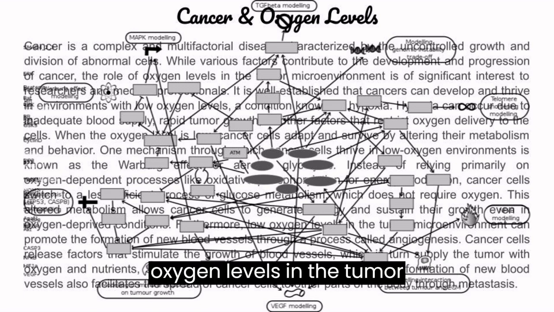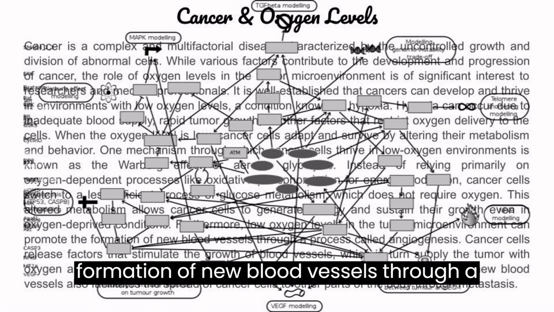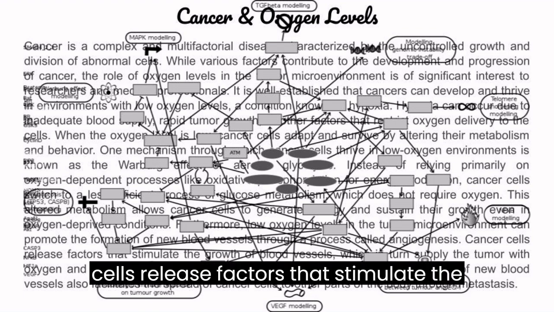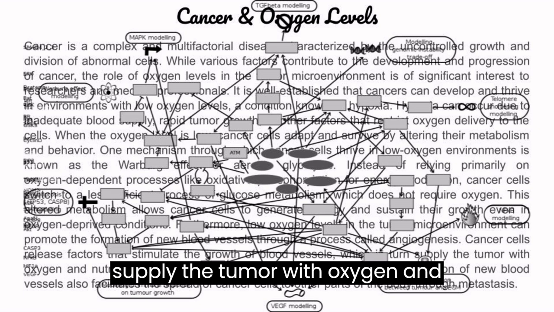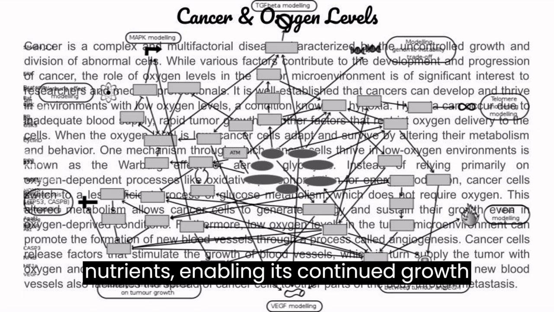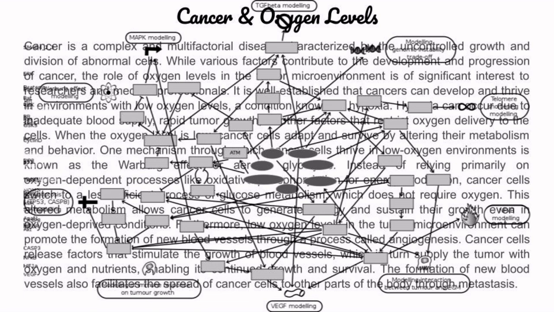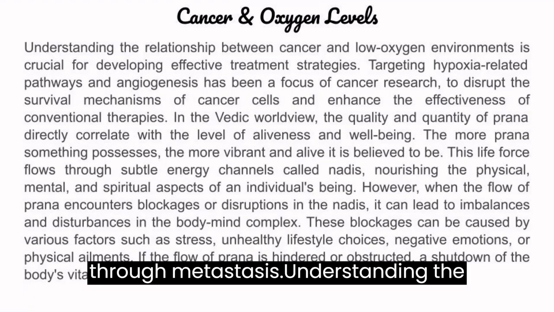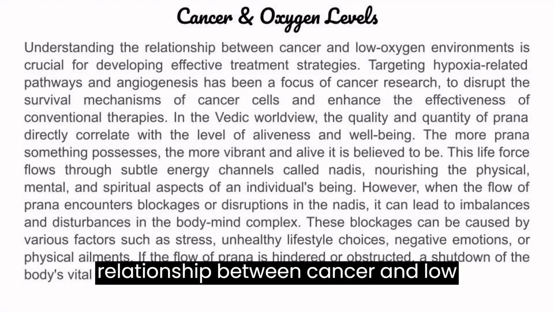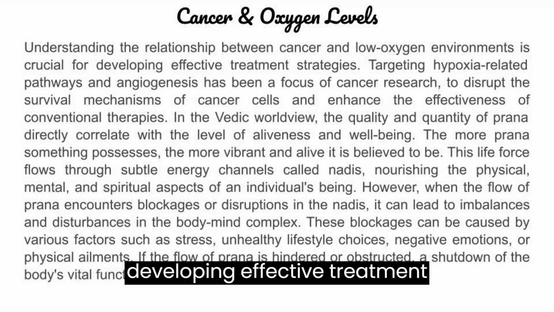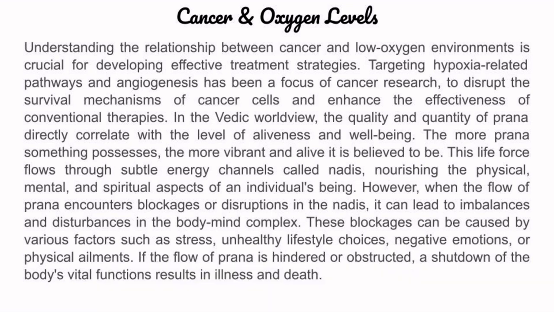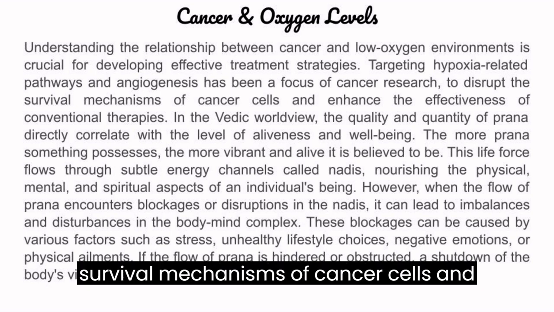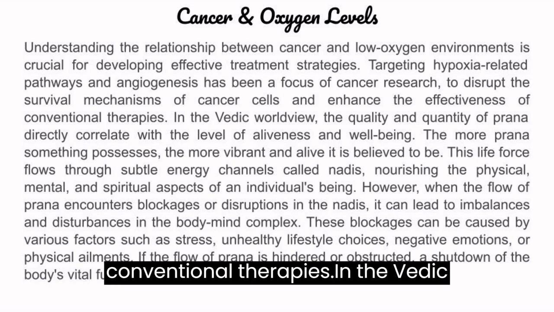Furthermore, low oxygen levels in the tumor microenvironment can promote the formation of new blood vessels through a process called angiogenesis. Cancer cells release factors that stimulate the growth of blood vessels, which in turn supply the tumor with oxygen and nutrients, enabling its continued growth and survival. The formation of new blood vessels also facilitates the spread of cancer cells to other parts of the body through metastasis. Understanding the relationship between cancer and low oxygen environments is crucial for developing effective treatment strategies. Targeting hypoxia-related pathways and angiogenesis has been a focus of cancer research to disrupt the survival mechanisms of cancer cells and enhance the effectiveness of conventional therapies.